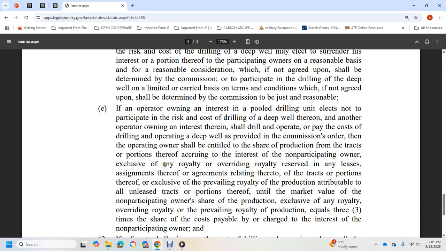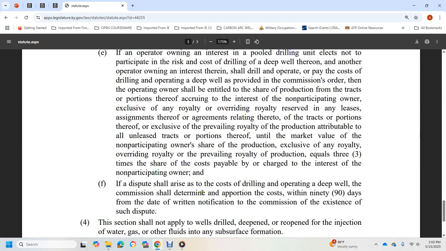non-participating owner, exclusive of any royalty or overriding royalty reserved in the lease, assignment, or other agreements relating to the tract or portion thereof, and exclusive of the prevailing royalty production attributable to the lease tract, until the market value of the non-participating owner's share of production, exclusively of the royalty, overriding royalty, and prevailing royalty, equals 3 times the share of the cost payable by or chargeable to the interest of the non-participating owner.